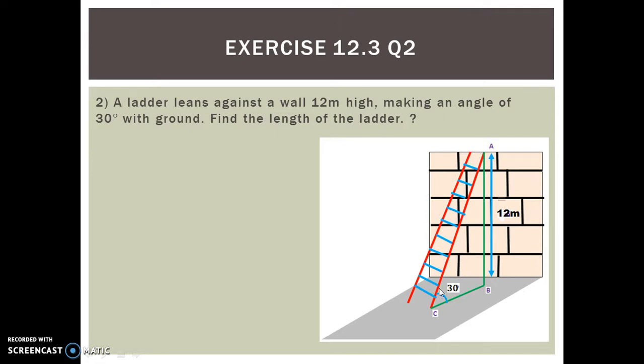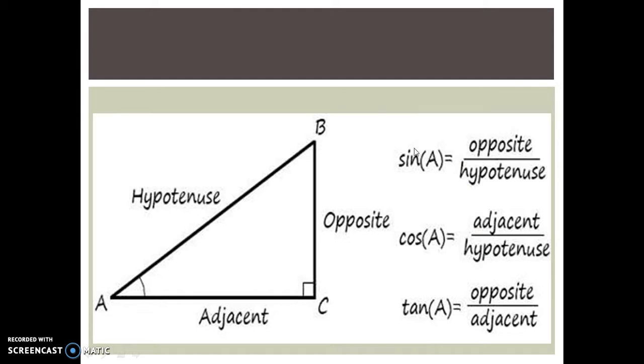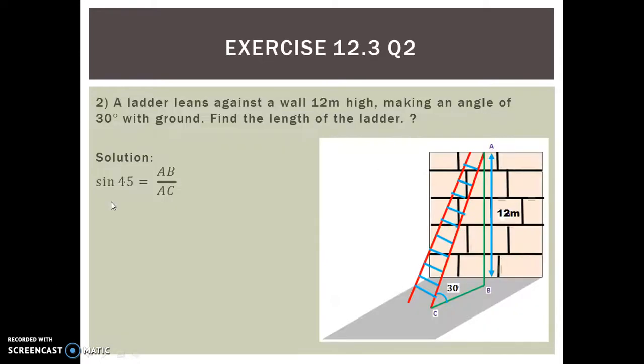So we need to think about the trigonometric ratio which involves opposite side and hypotenuse. Let us find which trigonometric ratios involve opposite side and hypotenuse. The opposite side and hypotenuse are involved in the very first trigonometric ratio, sine. Sine involves opposite upon hypotenuse. So we will use the trigonometric ratio sine. I have written sine of 45, opposite side is side AB, and hypotenuse side is side AC. According to the formula, opposite side upon hypotenuse, which is AB upon AC.